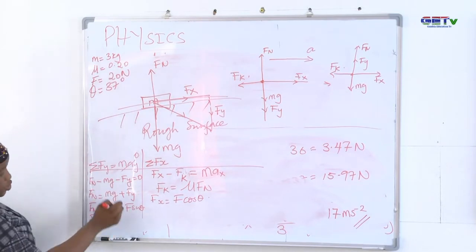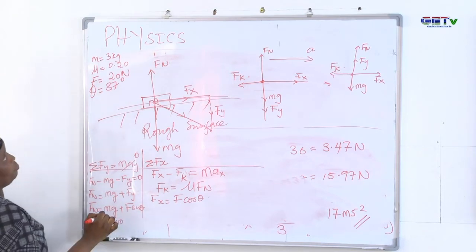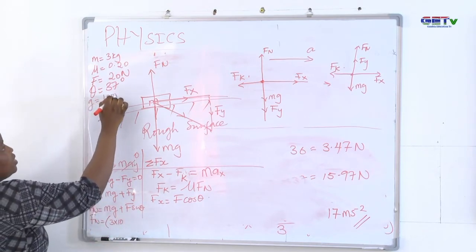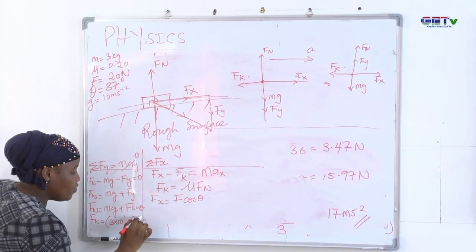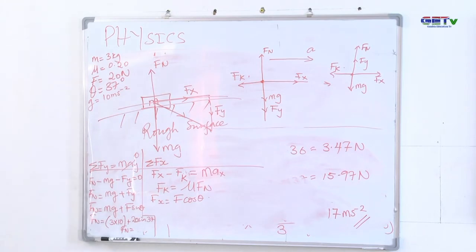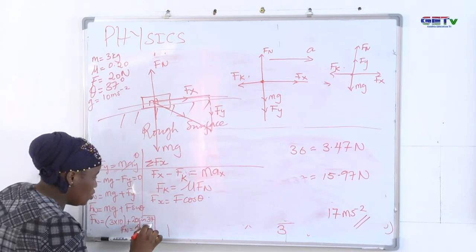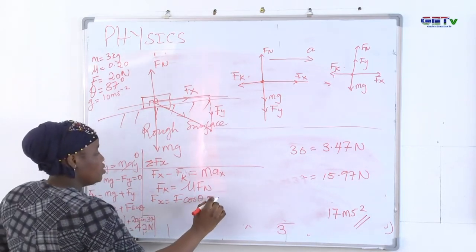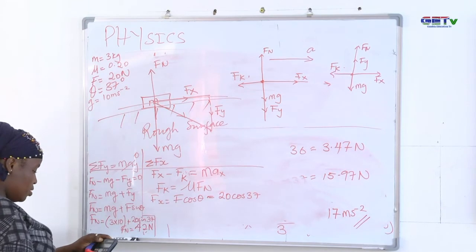When we substitute this into the equation, Fn becomes 3 times 10, where g is 10 meters per second squared, plus the F applied, which is 20 times the sine of 37. That will be 30 plus 20 times the sine of 37, and that gives us 42 Newton. And F of x will be 20 times the cosine of 37.